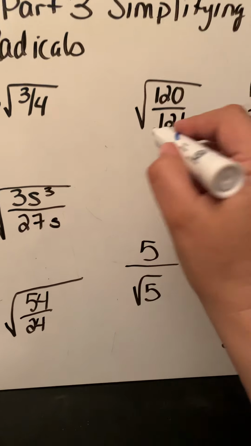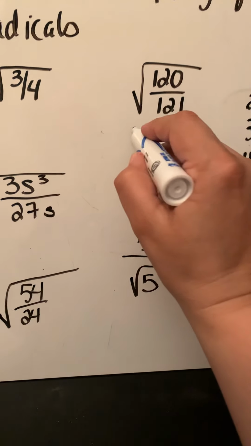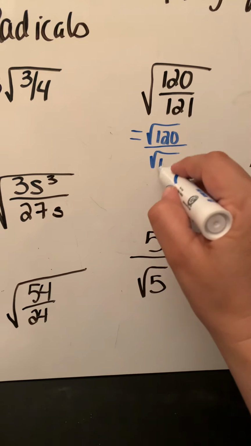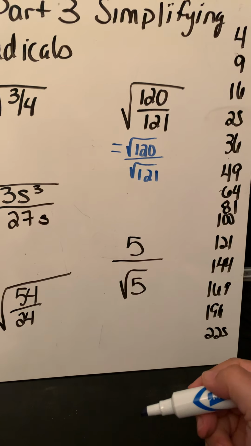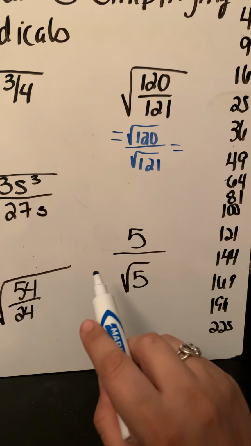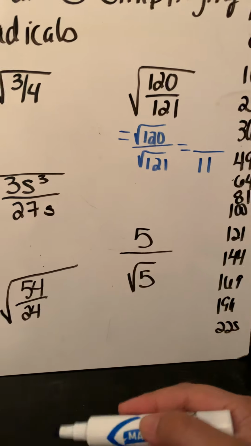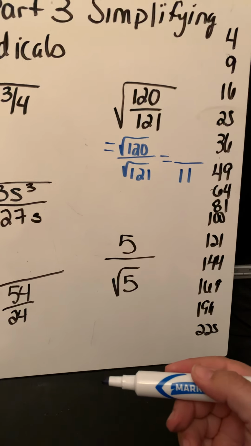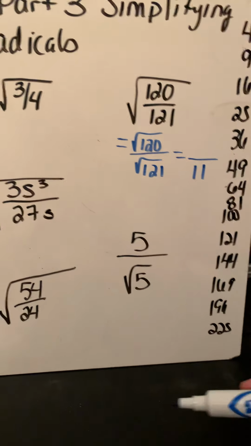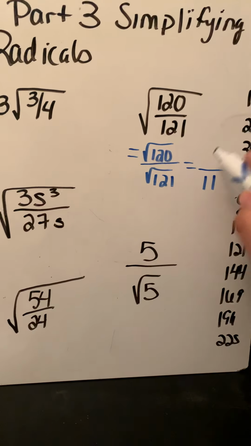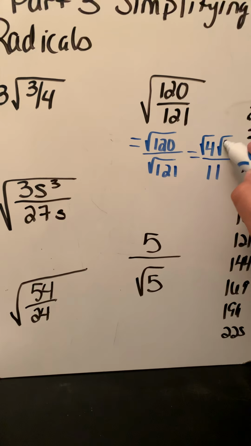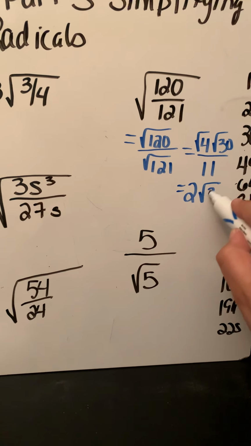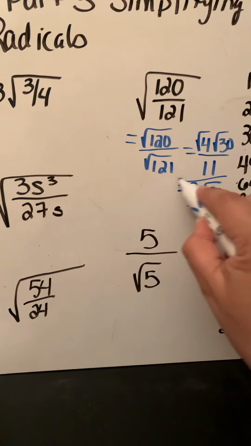Now, one thing about these, when you have the square root of a fraction, it's the same thing as the square root of each number. Okay, so what's the square root of 121? 11. 120 we're going to need to break down. So what perfect square divides into 120? 4. Goes in 30 times. Well, what's the square root of 4? It's 2. So that'd be 2 root 30 over 11. You are done.